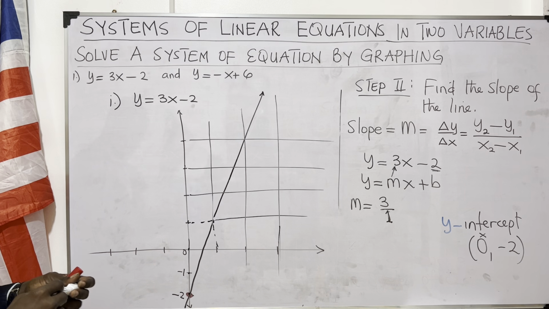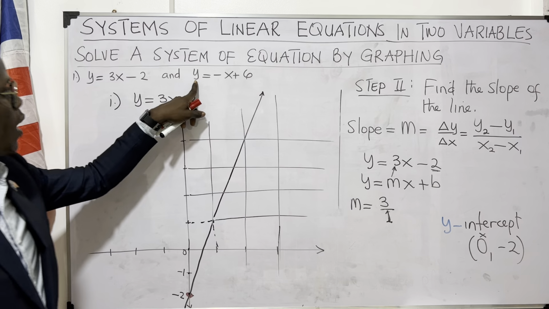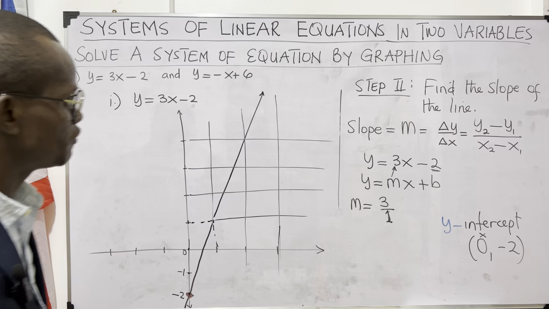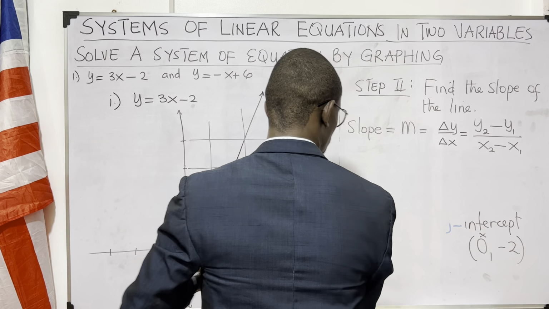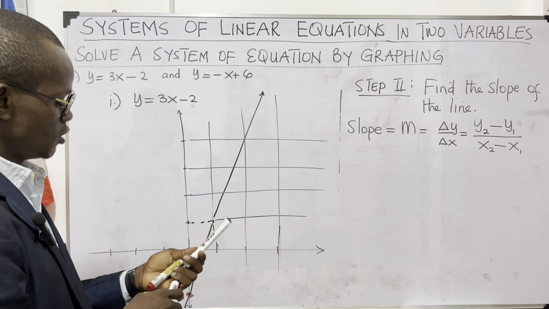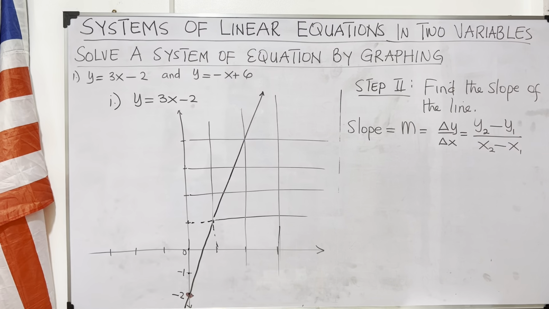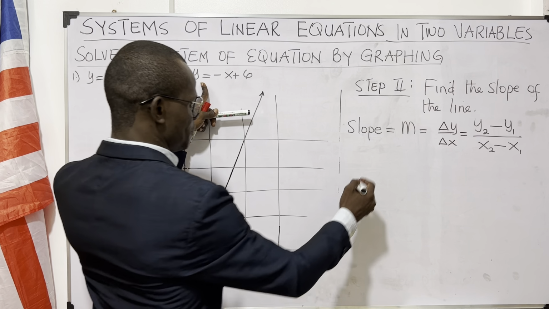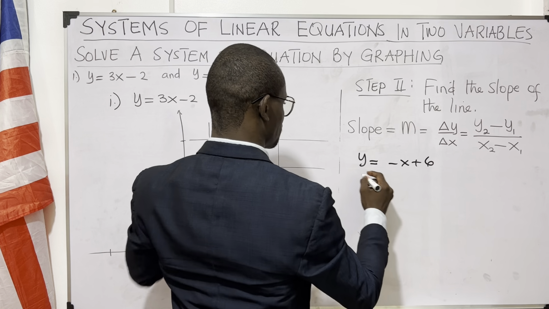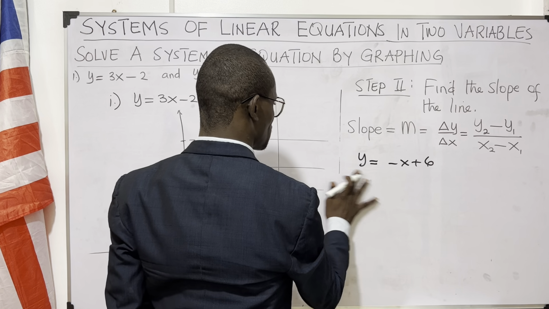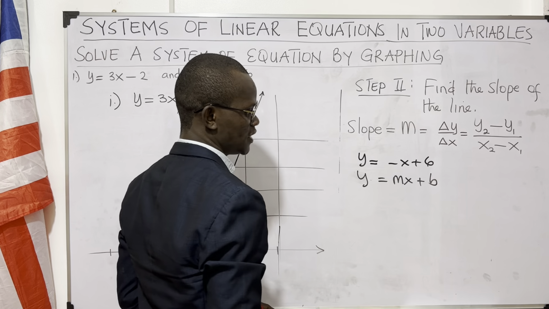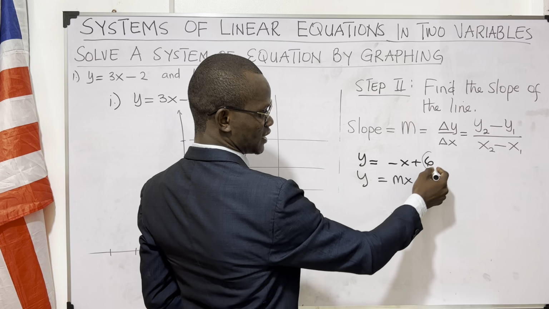Okay, so let's move to the next one. y equals minus x plus 6. So the same thing we did for the first problem, that's the same thing we are doing for the second problem. The first thing we need to do is to find the y-intercept. Since it is in the form of y equals mx plus b, it means that our y-intercept will just be the 6.